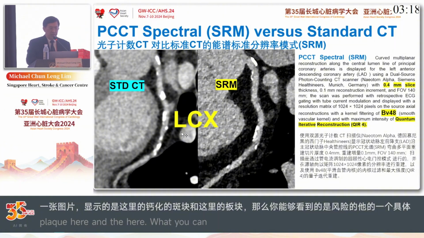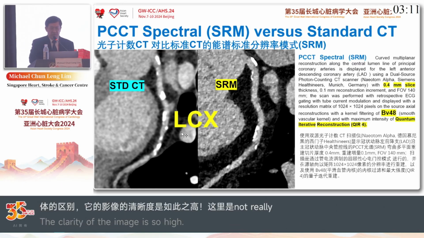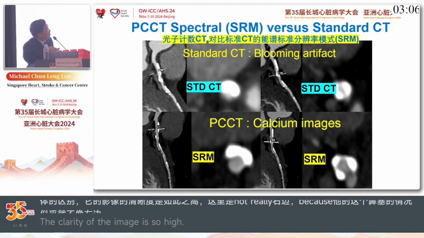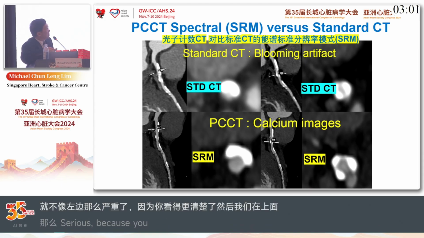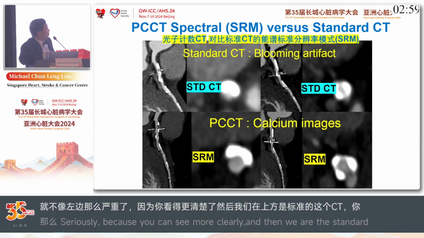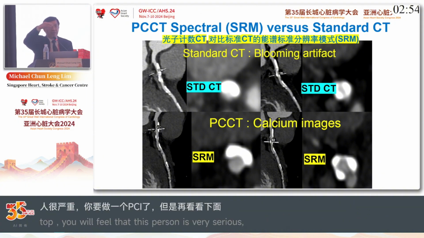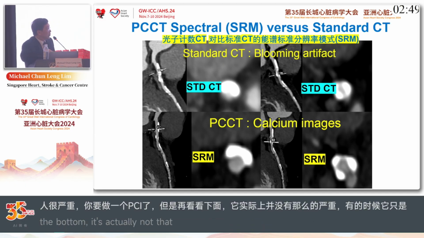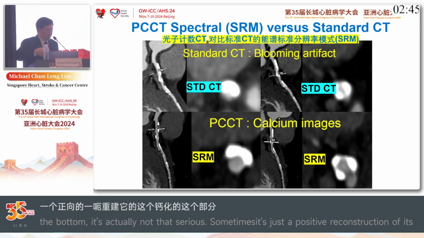All right. Another example again. You would have thought on the left that wow, it's got a significant block, but actually not really, because the photon CT can show you. And if you do a cross section, you look at the top one, you would think, wow, this is really bad, I definitely need a PCI, severe stenosis. But you look at the bottom, not really. A lot of it is actually what we call positive remodeling, the calcium protruding outside the vessel. So you get a better sense of what the situation is. Similarly for this as well.